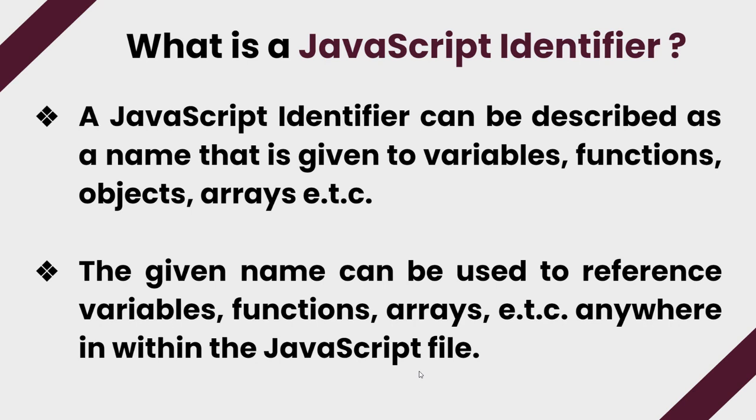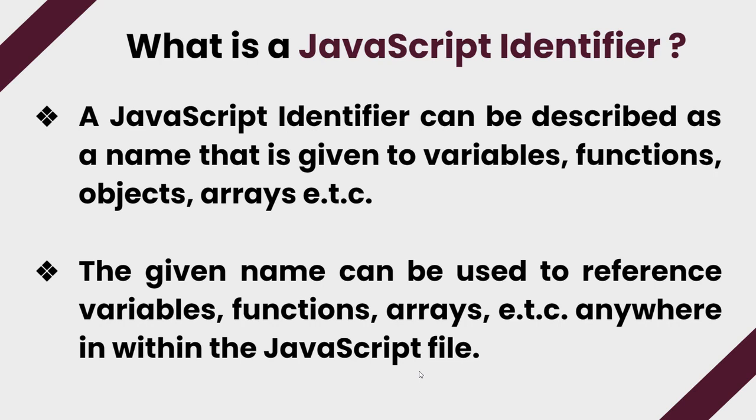A JavaScript identifier can be described as a name that is given to a variable, function, object, and arrays. Now you don't need to worry too much about the functions, objects, arrays. We'll talk about them later on in future classes. But one thing we should know here is that the identifier is a name that you also create. And it's actually a fact that the identifier is like the umbrella name for all variable names, all function names, all object names, and all array names.